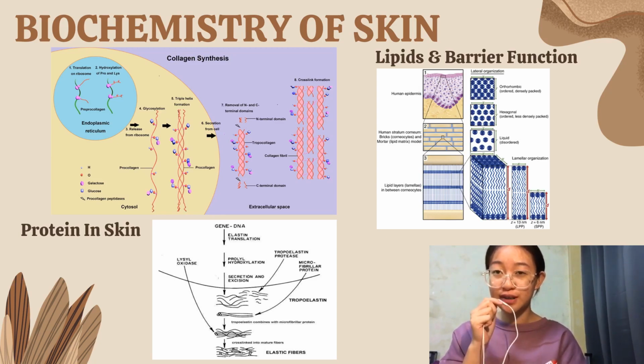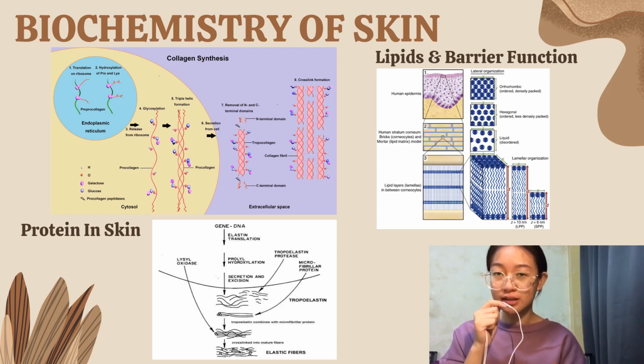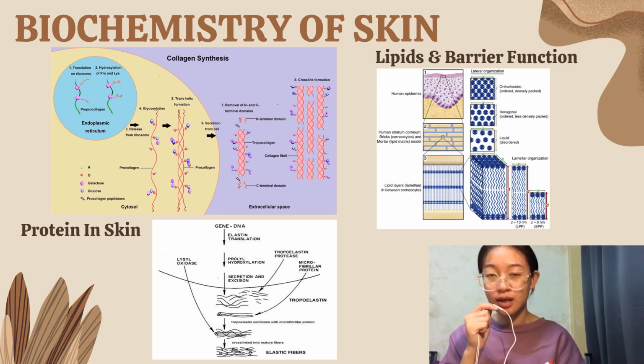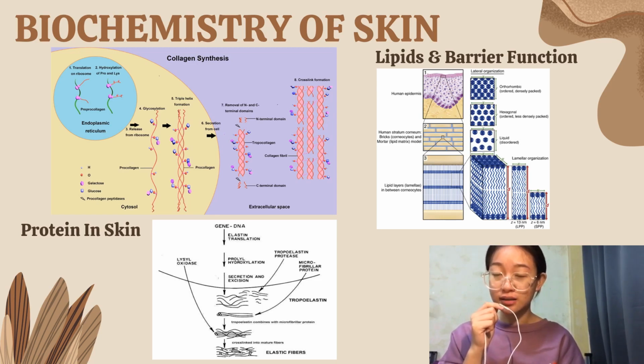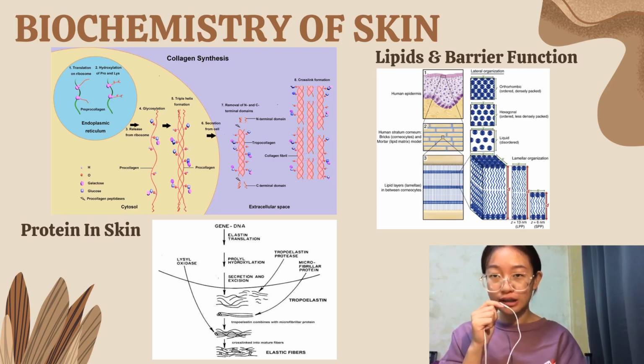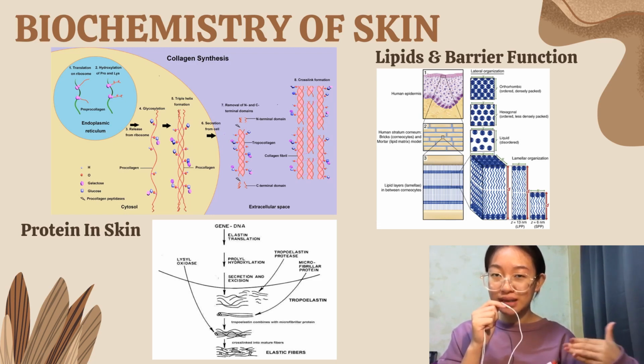Move on to the biochemistry of skin. So first, the protein of skin. Here I stated about the collagen and elastin. So basically, collagen is a fibrous protein that provides structural and mechanical support to skin. It is made up of amino acids with glycine, proline, hydroxyproline, and hydroxylysine. The triple helix structure of collagen is stabilized by the hydrogen bond.